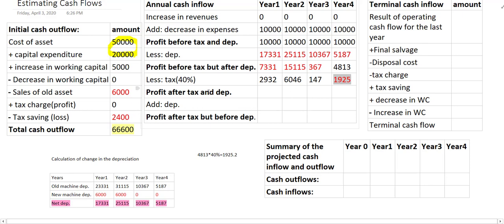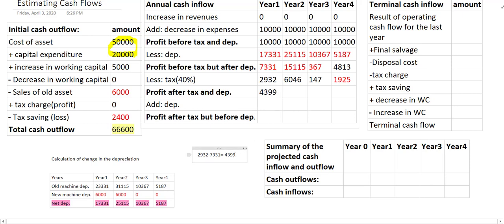Now let us calculate profit after tax and depreciation. How can you calculate? From this one minus this one, from this one minus this one, and so on, right? So let me calculate one of them only. How to calculate, right? 2,932 minus 7,331. So it is equal to how much? Again, it is negative 4,399, right?